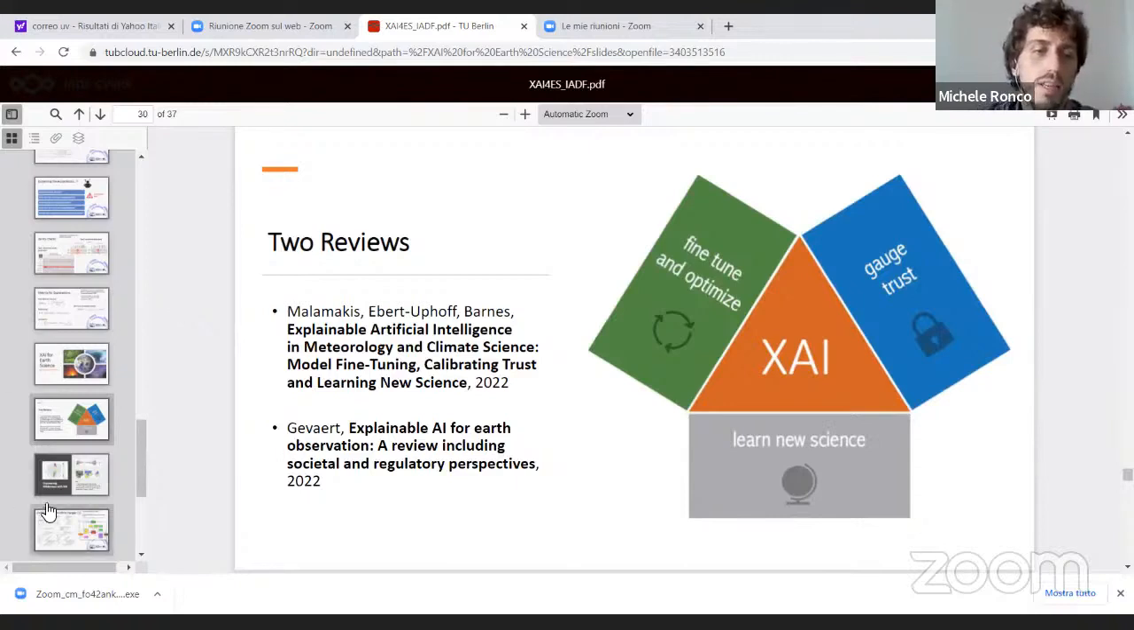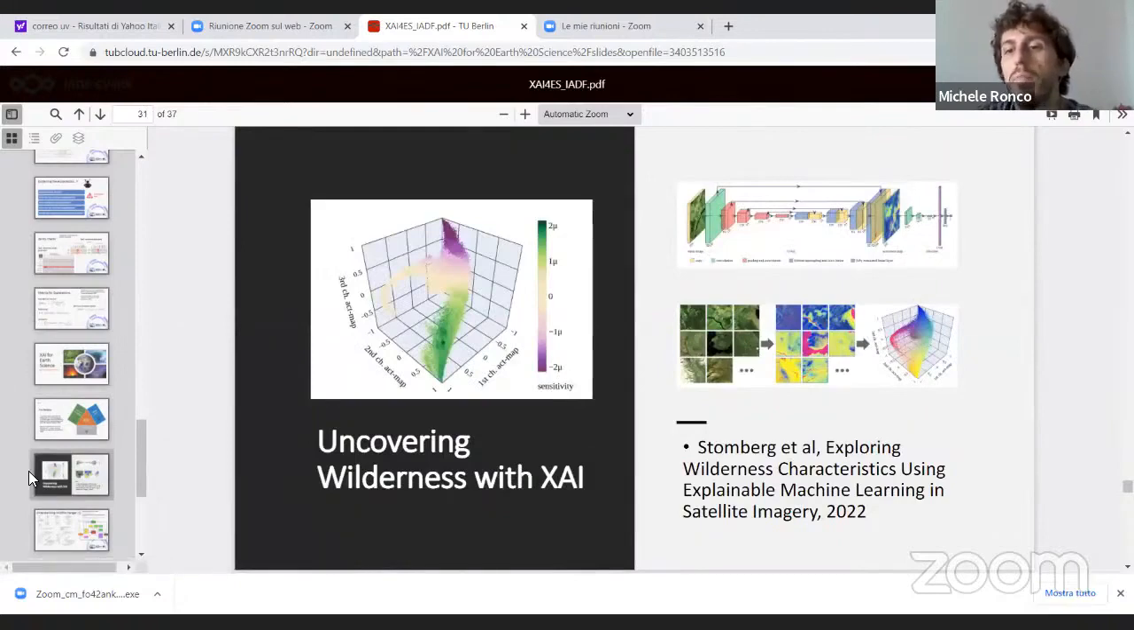Let me nonetheless discuss one application which I found interesting, and it's also very recent. I think it has not been published yet, of explainable AI applied to a remote sensing problem. So in this paper by Rocher and collaborators, what they wanted to do is to somehow find indications and features of wilderness with explainable AI. So what they did was training a model, a UNet, as you can see in the top right, the architecture of a UNet, on Sentinel-2 images taken over the Scandinavian peninsula.